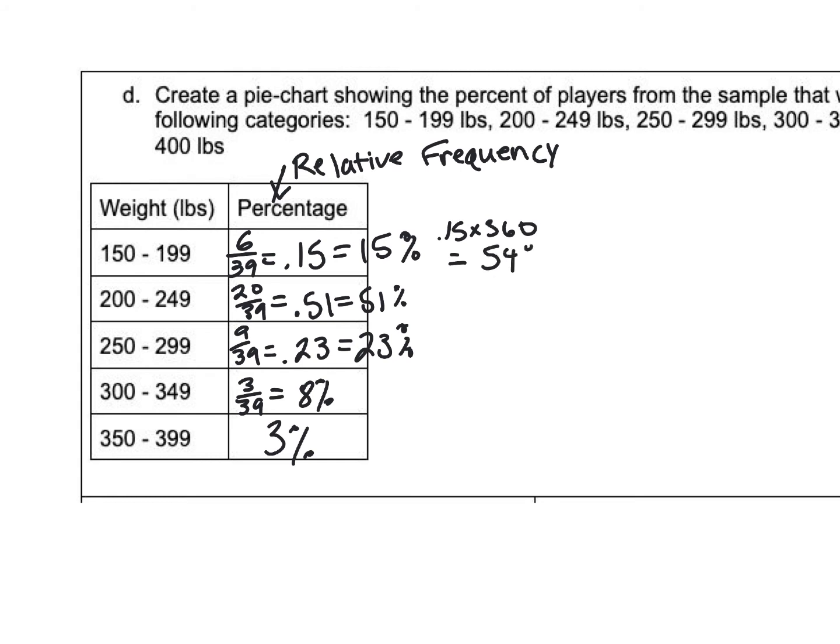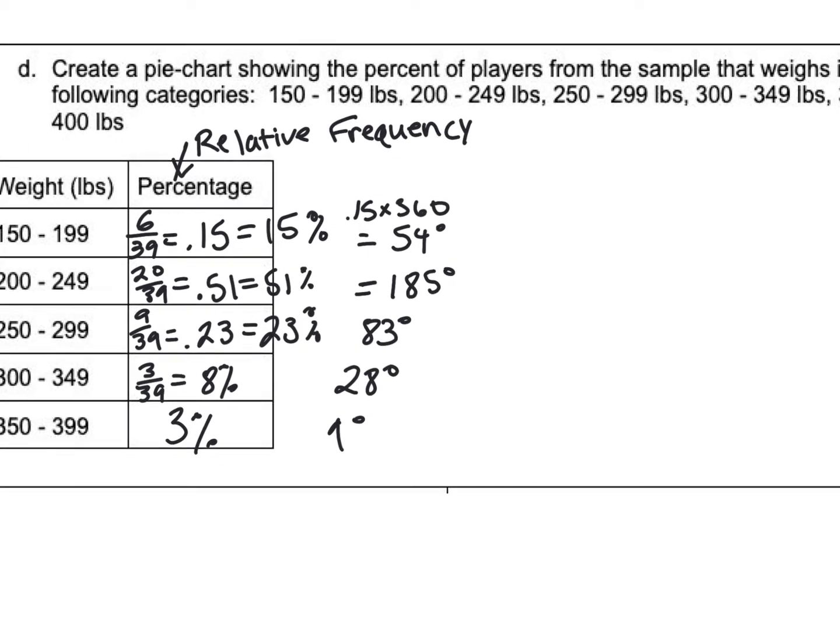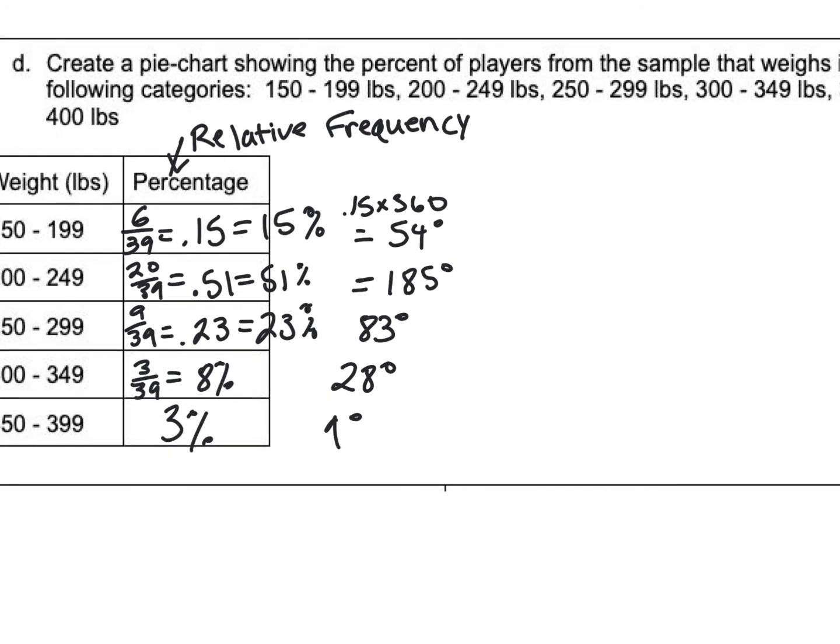54 degrees, okay? How many degrees are in a circle? 360. So by the time I do all these, they should add up to 360. They may add up to 359 or 361 just based off rounding, which that's okay, as long as you're not off by more than 1, okay? But what these would actually calculate out to be would be 54 degrees, 185 degrees, 83 degrees, 28 degrees, and 9 degrees. So again, if we were using a protractor, we would do it that way, okay?